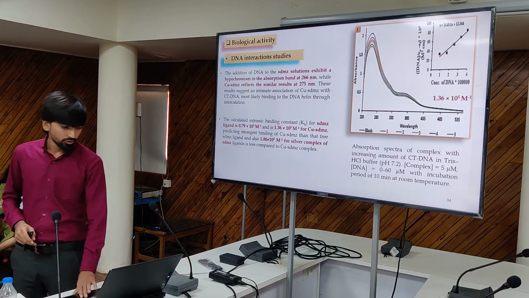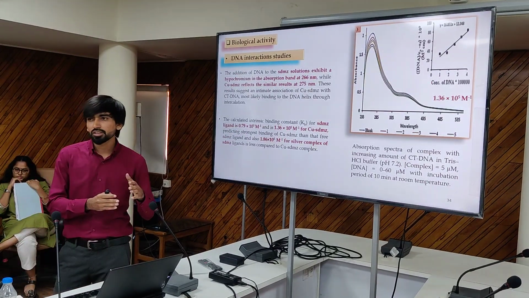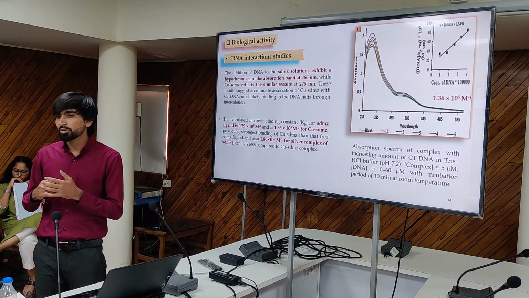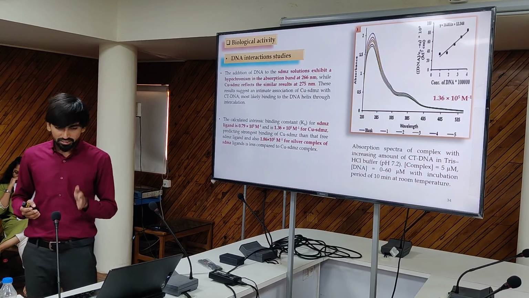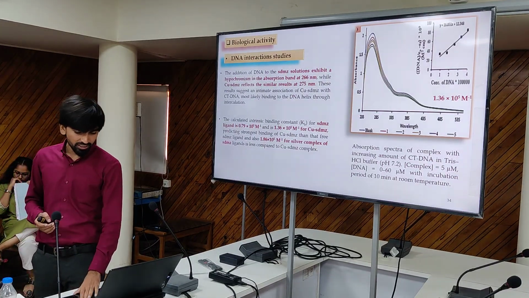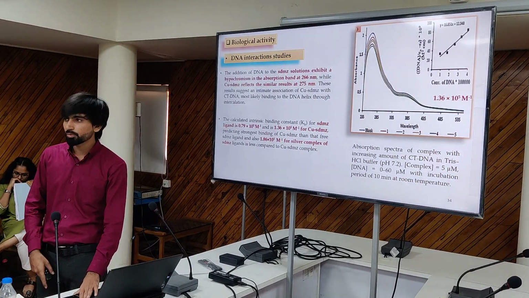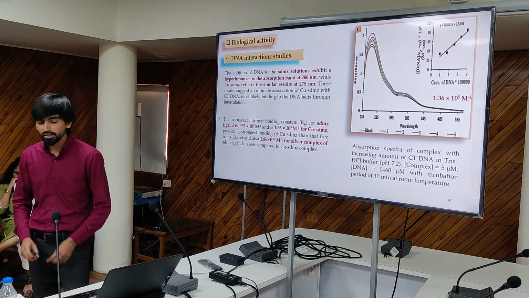From the theoretical data, we know that in the case of the copper complexes, the reactivity and stability are high compared to the diazine molecules. So now we go for the DNA interaction study. From the DNA study, using UV-visible spectroscopy, we calculate the Kb value. There is an equation for that.